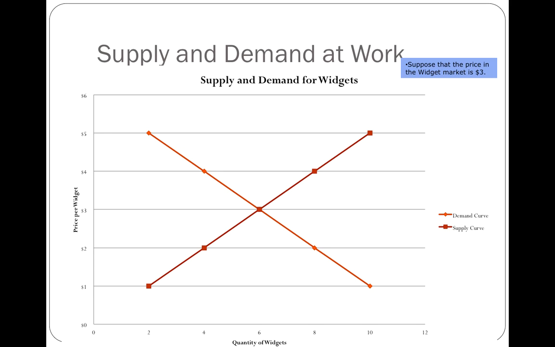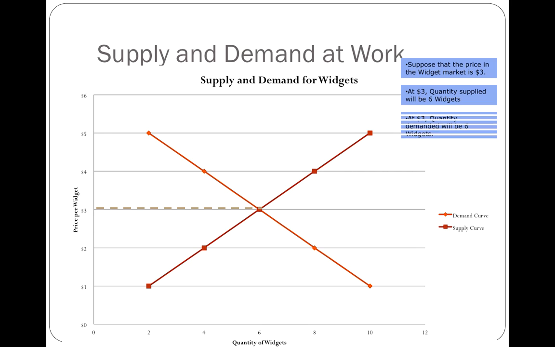Okay, so let's look at it for where we find equilibrium. Suppose that the market price is 3 here. Quantity supplied will be 6 widgets, right? The quantity supplied here is 6 widgets, and the quantity demanded is 6 widgets. That means that there is no surplus and no shortage. That's the equilibrium price.